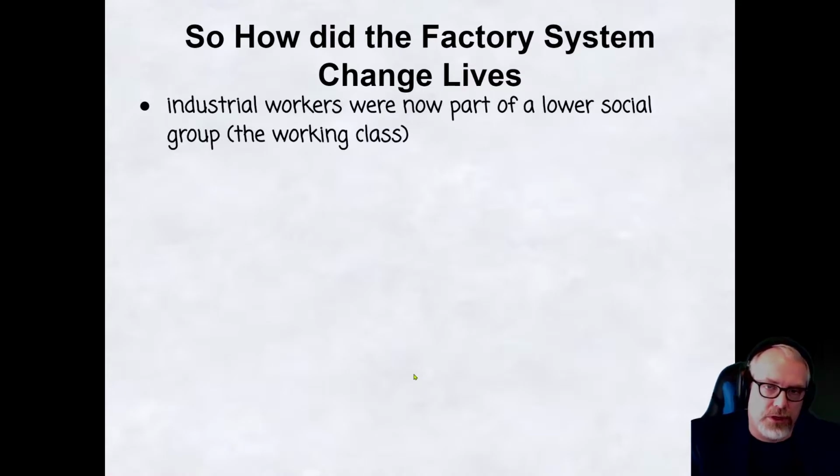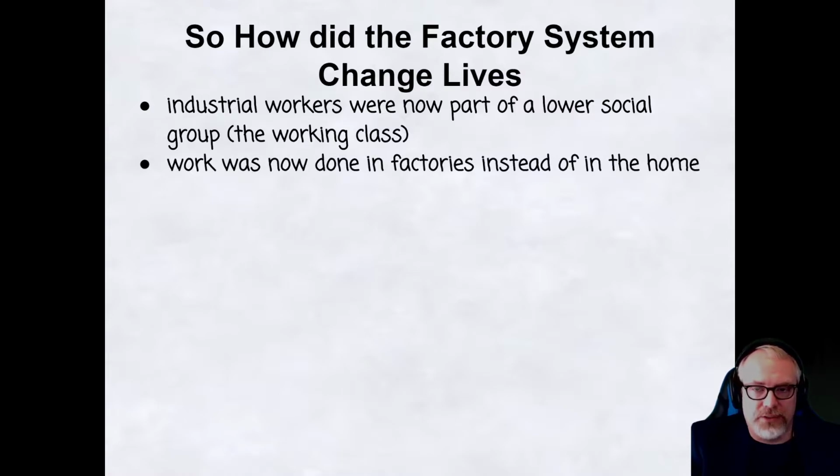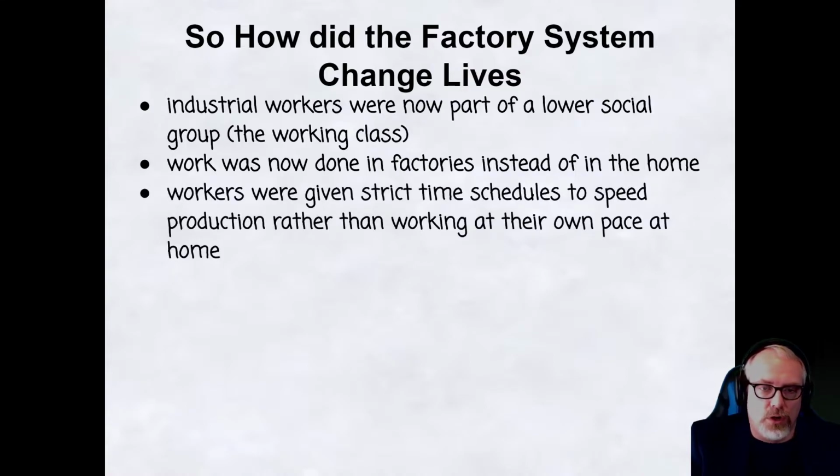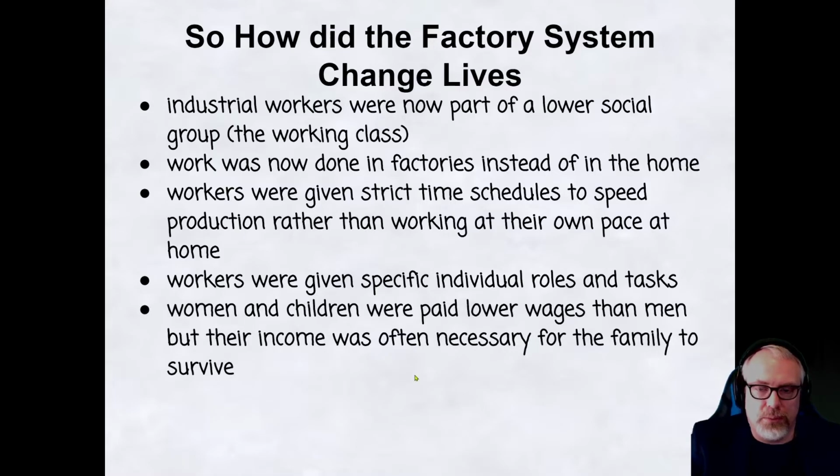Well, industrial workers were now part of a lower social group, the working class. Work was now done in factories instead of in the home. Workers were given strict time schedules to speed production rather than working at their own pace at home. Workers were given specific individual roles and tasks. Women and children were paid lower wages than men, but their income was often necessary for the family to survive.